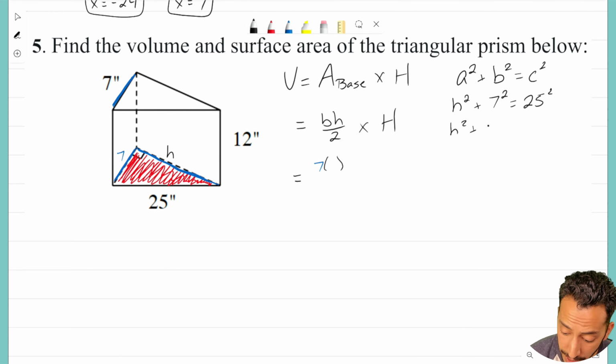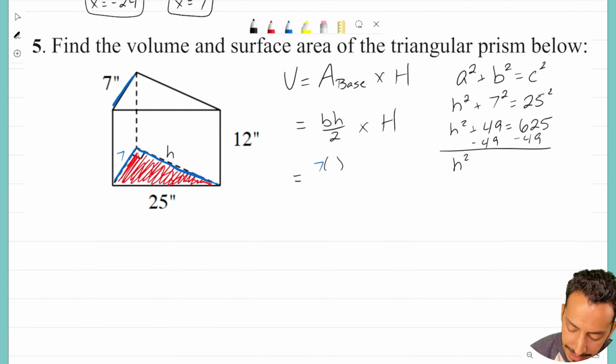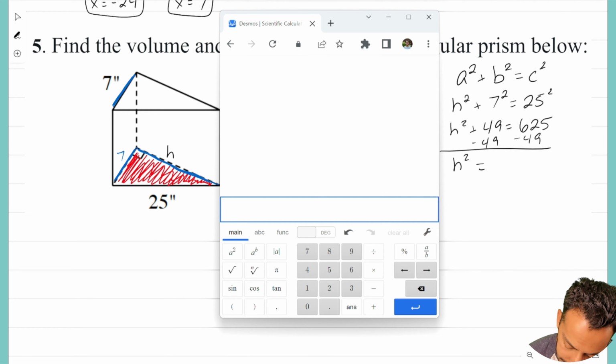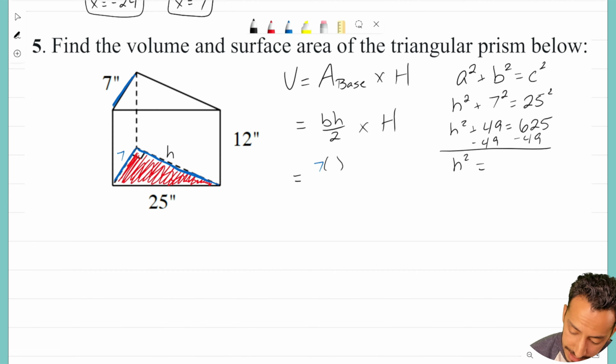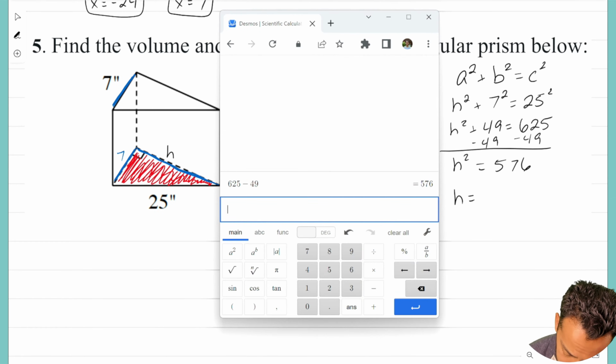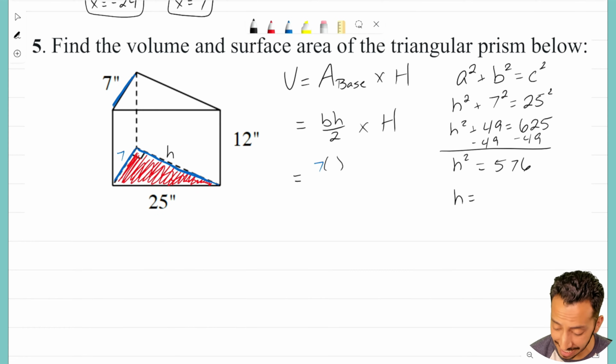Well, 7 squared is going to give me 49. 25 squared is 625. I want h squared by itself, so I need to subtract 49 on both sides. I'm left with h squared equaling, let's get out our calculator real quick, 625 minus 49 gives me 576. And then to figure out what h is, just take the square root of 576. Let's do that real quick. The square root of 576. Hey, that missing side length is 24 inches.